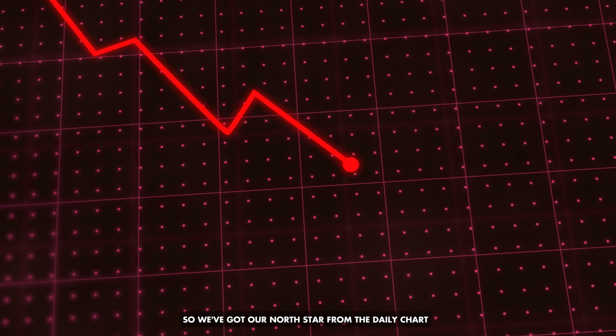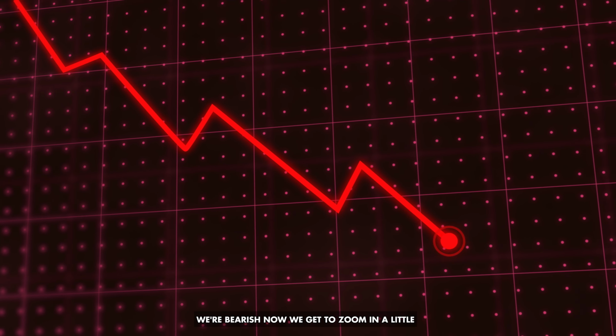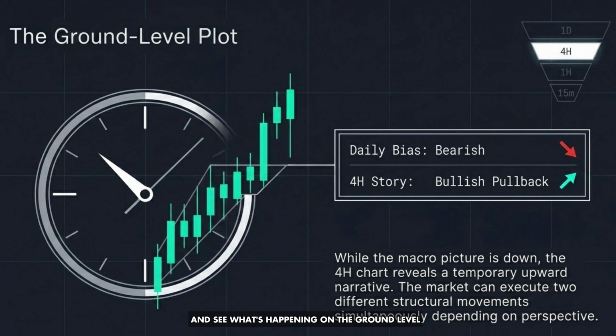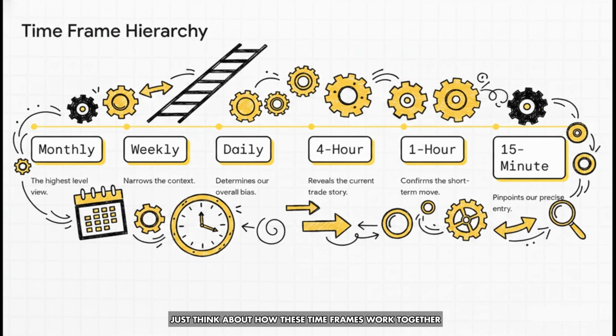Okay, so we've got our North Star from the daily chart. We're bearish. Now we get to zoom in a little. Let's drop down to the 4-hour chart and see what's happening on the ground level. This is where the actual plot of our trade starts to develop. And just think about how these time frames work together.